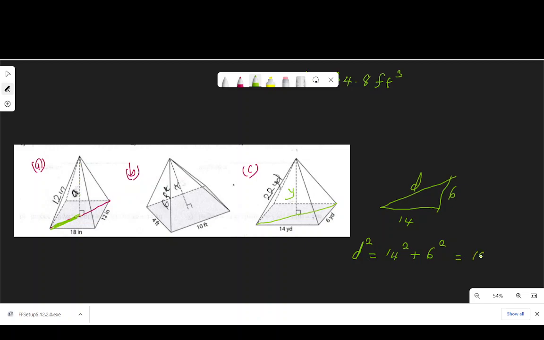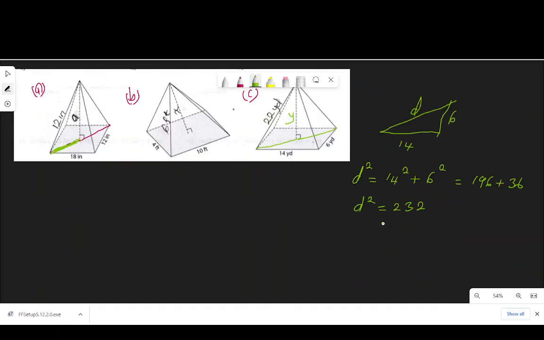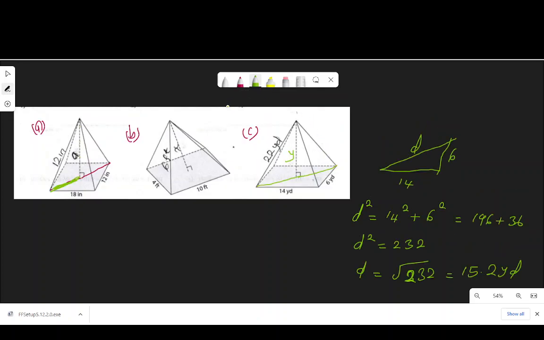196. 196 plus 36 is 232. So D squared is 232. Taking the square root on both sides, D will be the square root of 232. The square root of 232 is 15.2. 15.2 yards is the diagonal of that pyramid.